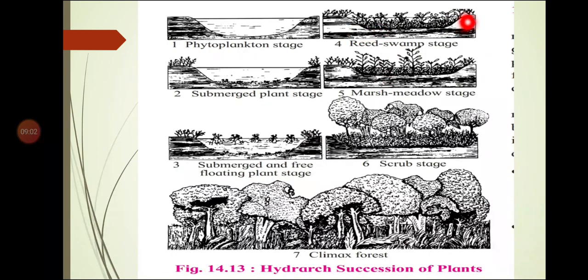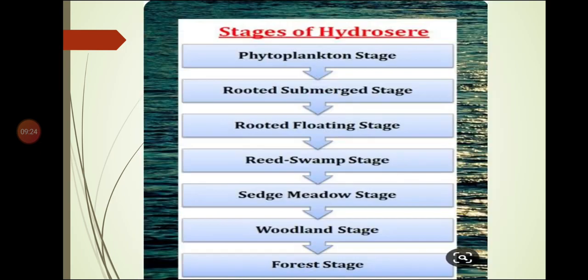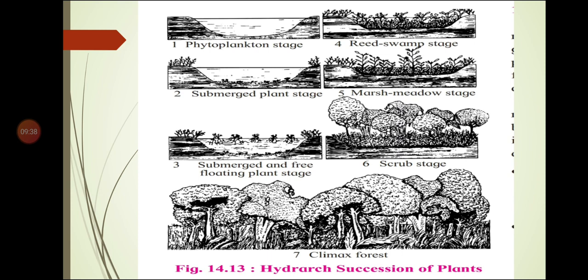Next is reed swamp stage, that means these plants are growing to some extent. And then marsh meadow stage, still they will grow. And finally scrub stage, and last climax community is reached. So in this way succession takes place, hydrarch succession takes place in water. The stages are phytoplankton, rooted submerged, rooted floating stage, reed swamp stage, sedge meadow stage, woodland stage, forest stage. So this is the way in which succession takes place in hydrarch condition.